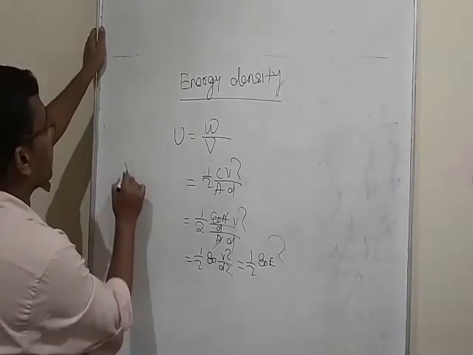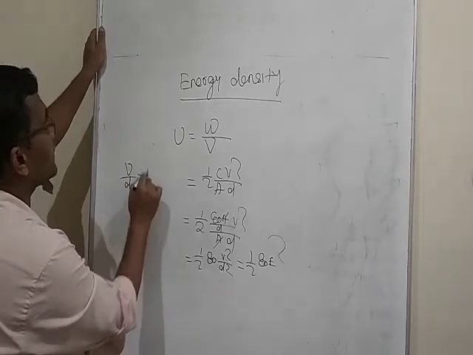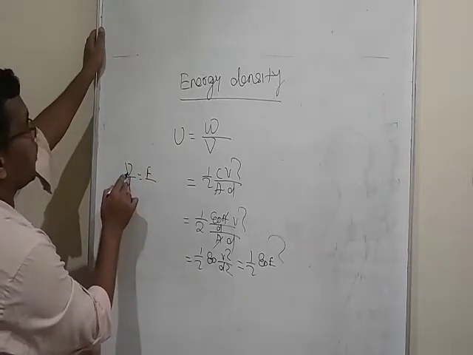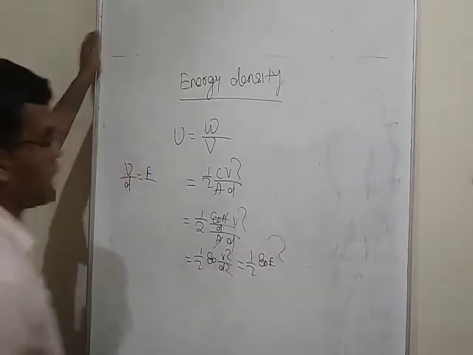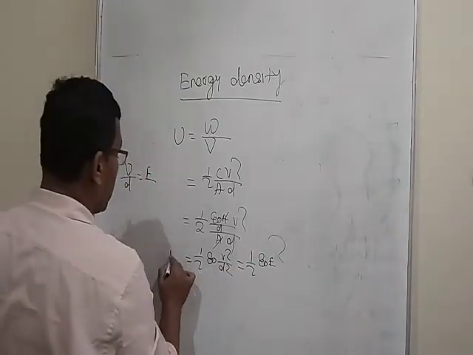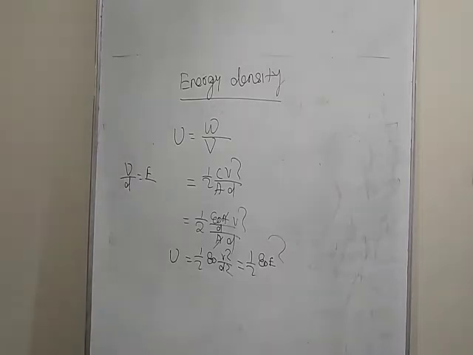V by d is equal to E, the potential gradient. So V by d equal to E, giving half epsilon 0 E square. So the energy density of a capacitor is half epsilon 0 E square. This is the energy density of a capacitor.